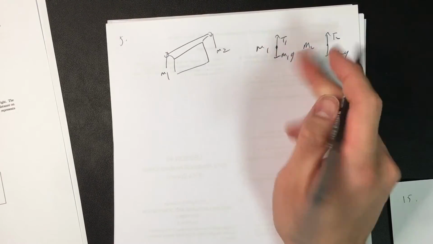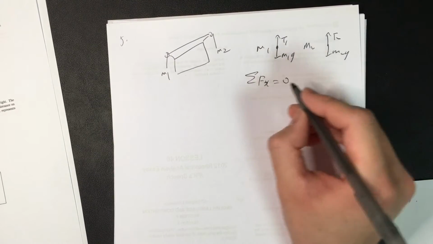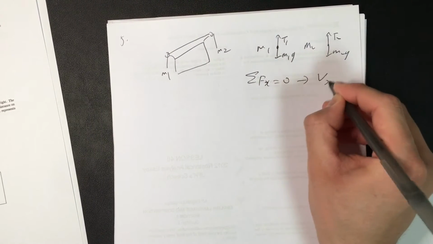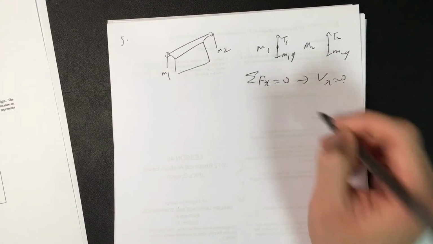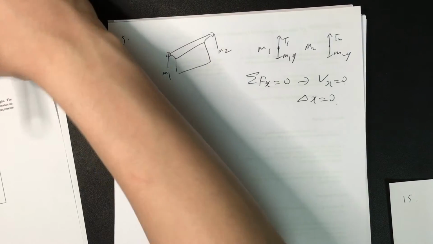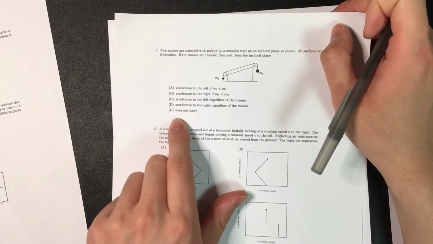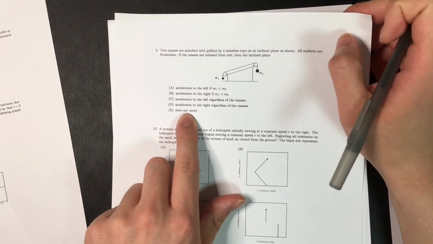But notice how there are no forces along the horizontal direction. Therefore, the summation of the forces along the horizontal direction is 0. Therefore, the velocity along the x direction is 0, which means this does not move horizontally. Looking at the answer choices, it looks like E should be the answer. The block does not move.